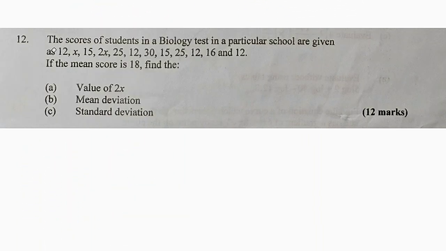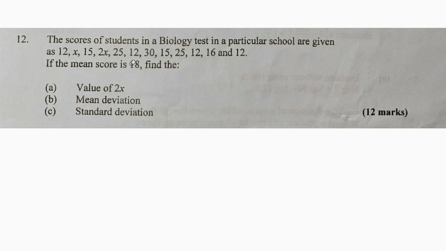Question number 12 reads, the scores of students in a biology test in a particular school are given as 12, x, 15, 2x, 25, 12, 30, 15, 25, 12, 16, and 12. All these scores are for how many students? 1, 2, 3, 4, 5, 6, 7, 8, 9, 10, 11, 12. So there are 12 students.